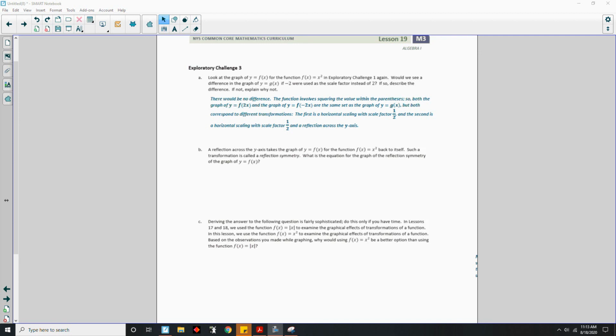Okay, part B says, a reflection across the y-axis takes the graph of y equals f of x for the function f of x equals x squared back to itself. Such a transformation is called a reflection symmetry. What is the equation for the graph of the reflection symmetry of the graph of y equals f of x?